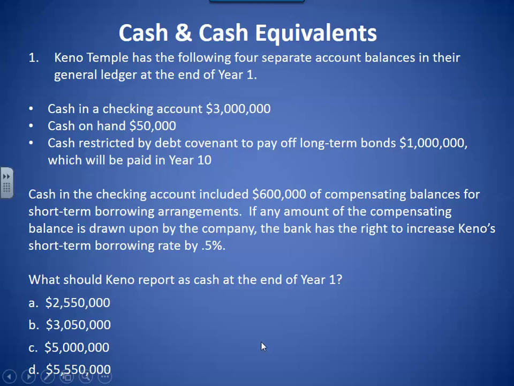Let's take a look at number one. We're given information regarding bank accounts with Keno Temple Corporation. The question is, what should Keno report as cash, in effect cash and cash equivalents, at the end of year one? So go ahead and stop the video, read the question.